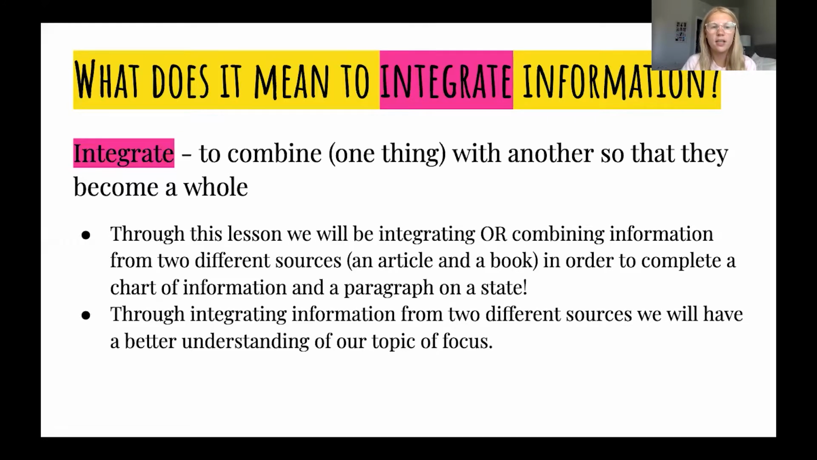In our objective, it said we will be integrating information from two different sources. So what does it mean to integrate information? To integrate means to combine one thing with another so that they become a whole. Through this lesson, we will be integrating, or combining, information from two different sources. The sources we will be using are an article and a book in order to complete a chart of information and a paragraph on a state. And through integrating information from two different sources, we will have a better understanding of our topic of focus.